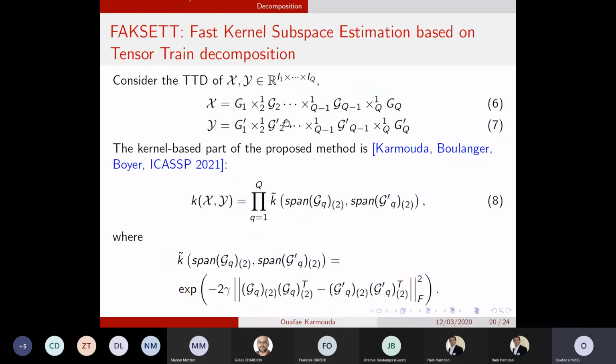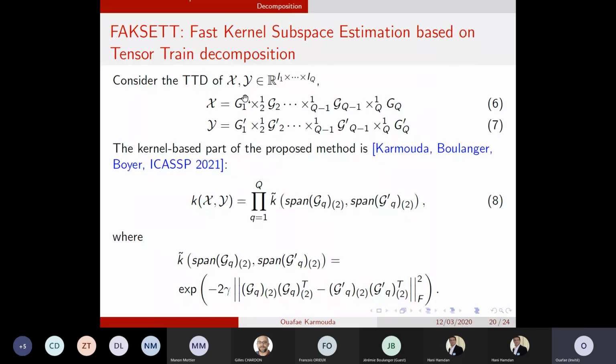So now we are ready to present the proposed method called FAKSETT, which aims to speed up the native method. So the first step is to consider the tensor-train decomposition of X and Y, given here. So we have G1, G2, until GQ minus 1, GQ are the core tensors of X. G1 prime, G2 prime until GQ prime are the core tensors of the tensor Y.